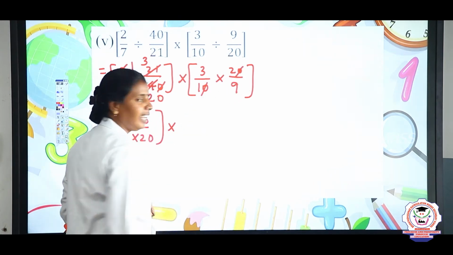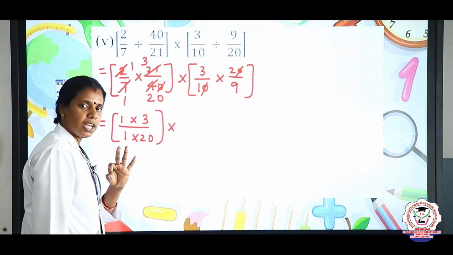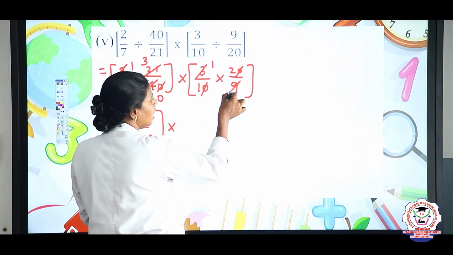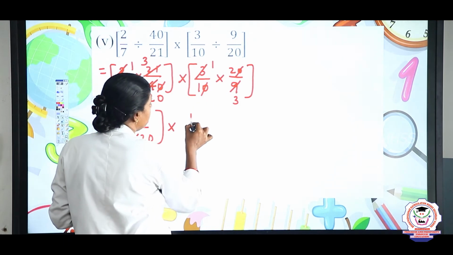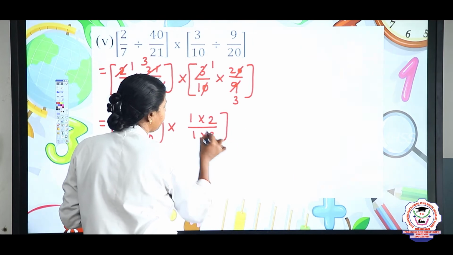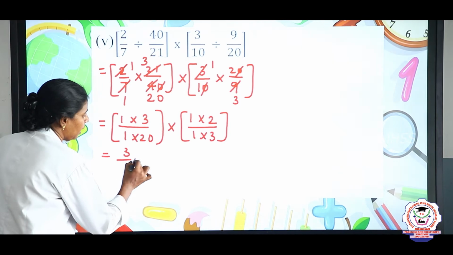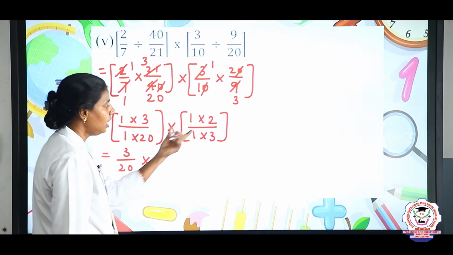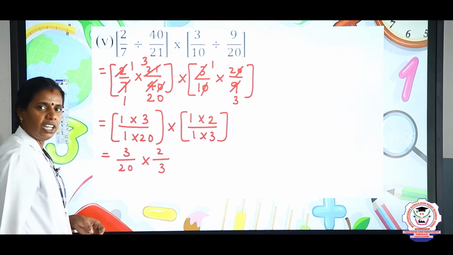0 and 0 will get cancelled, right? And 3 and 9 we can cancel in which table? 3 table, right? So how many times can we cancel? 3 ones are 3, 3 threes are 9. Okay. Now write the remainings here. 1 into 2 by 1 into 3. Just multiply this. 1 threes are 3, by, what is 1 twenties? 20 into, here 1 twos are 2, by 1 threes are 3, right?